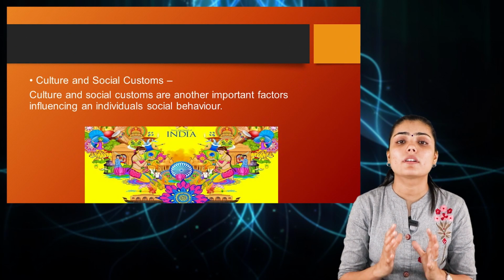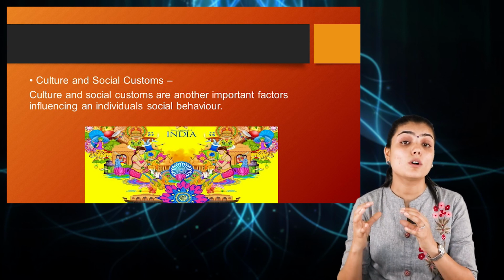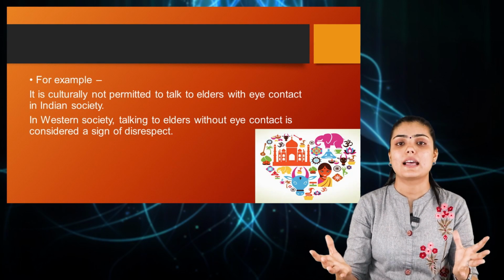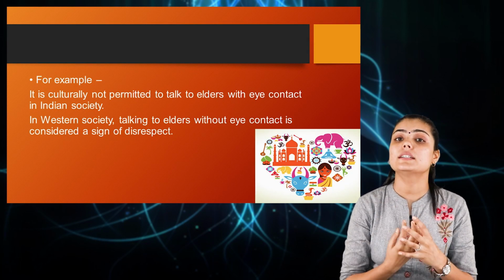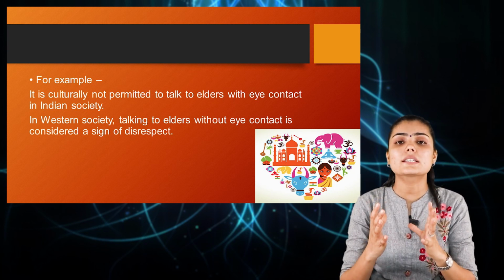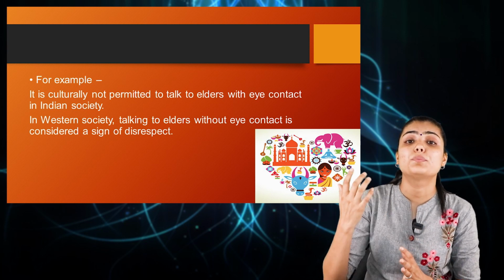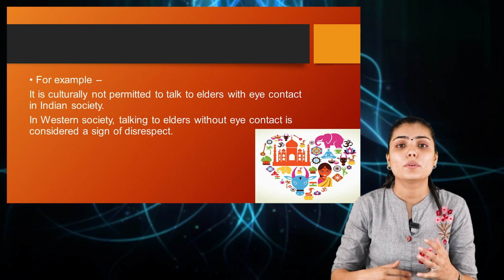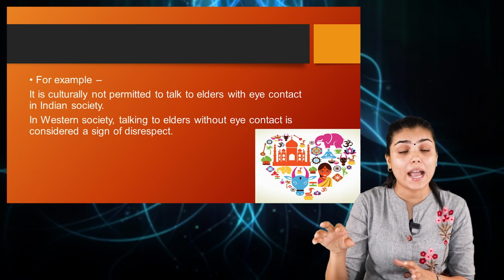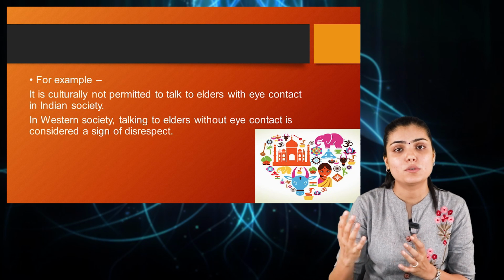Okay. Next, we have culture and social customs. Culture and social customs are also a major factor in shaping individuals' social behavior. For example, in Indian culture, when we speak to elders, we do not make eye contact. So it is culturally not permitted in India to make eye contact while you speak with your elders. It is not respectful to look directly into their eyes and speak with them. We bow our head and speak to our elders.